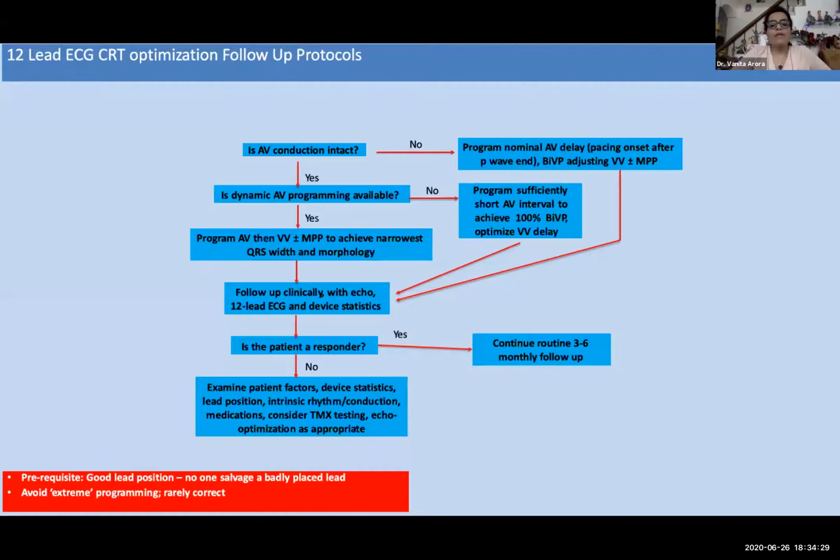But whatever we do here, the most important thing to have a good responder is that we put the lead in a good position to start with so that we are able to salvage the situation. Otherwise, nothing we do later on after putting the lead in a suboptimal position is going to save the day. And we have to avoid any extreme programming, because extreme programmings never correct. We have to stick by the guidelines and follow them one step at a time to give a good outcome to the patient.